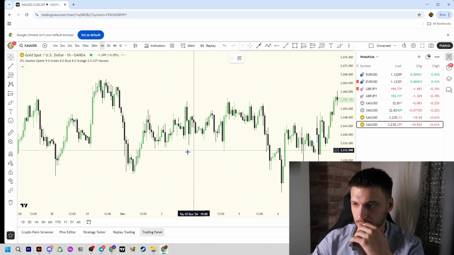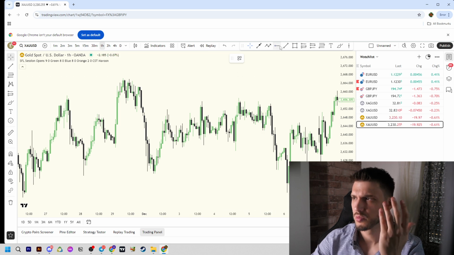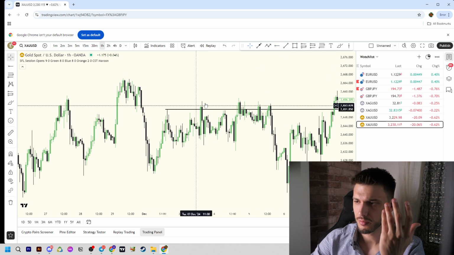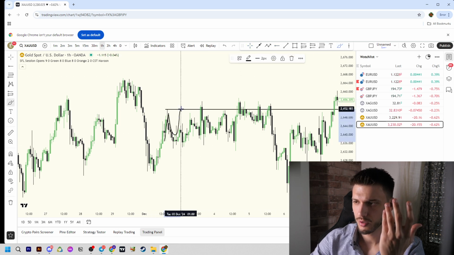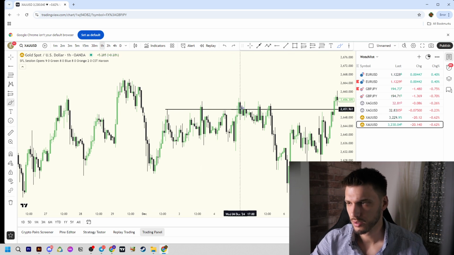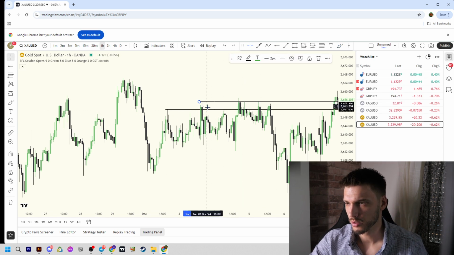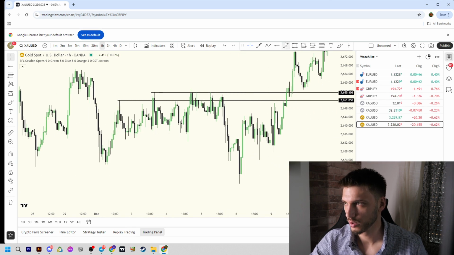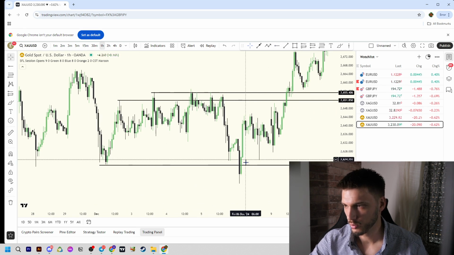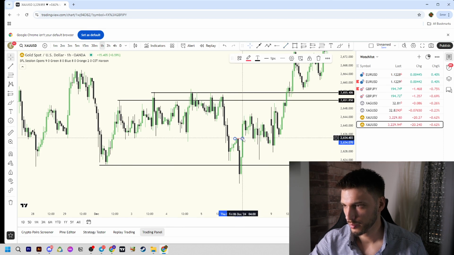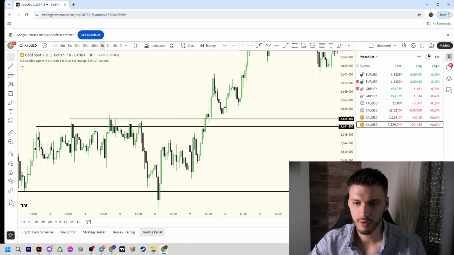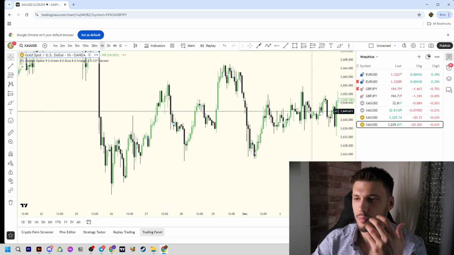Let me take some other examples. And you can just see this everywhere. In a ranging market, the market was ranging, liquidity sweep. Market was still ranging, liquidity sweep, break of structure. Price moves lower. Liquidity sweep, break of structure, price moves higher. It's very simple stuff, right?